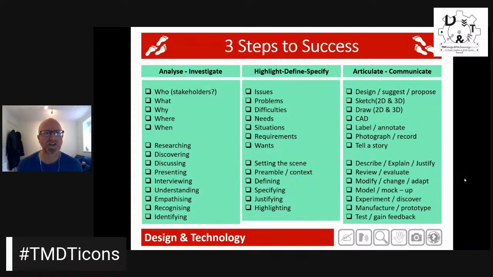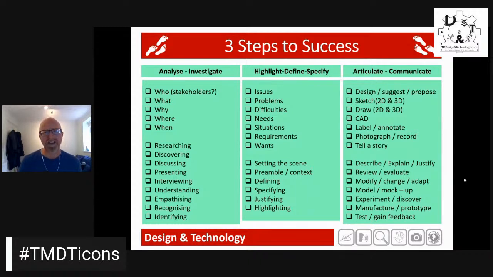We're coaching our students to look at the who, the what, the why, the where, the when. The who is a particularly interesting one for me, looking at the stakeholders, not just the person directly affected by a situation or a need, but also other people that are potentially affected. That's something we've been working on a lot recently. Then researching, discovering, discussing, presenting, interviewing, understanding, empathizing, recognizing, and identifying. We've categorized all of that as analyzing and investigating and finding things out.